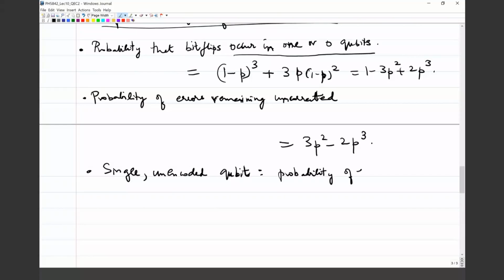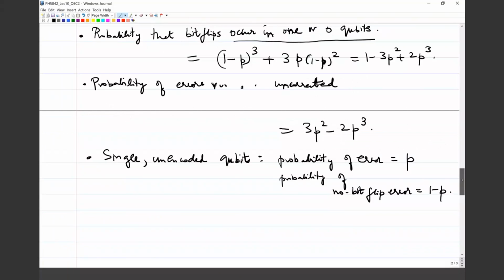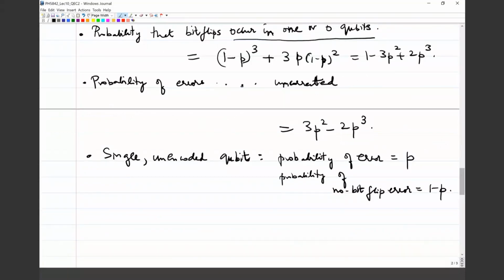So the probability of error in this case is p. What is the probability of no bit flip error in this case? That is 1 minus p. So what are the two quantities that we have to compare now to decide whether one must actually invoke the error correcting code or not? When does doing this entire error correcting protocol actually pay off? I've written down 4 probabilities here. What are the two things that we have to compare?